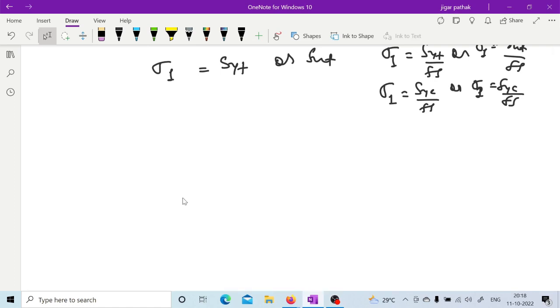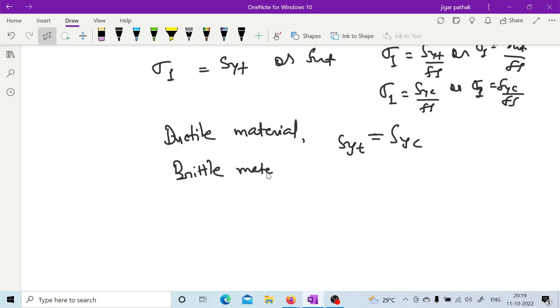Sir, if we compare the graphs of the simple compression test and the simple tension test, please compare them once and tell. See, for a ductile material it is almost the same. The yield strength under tension and the yield strength under compression are almost similar. But for a brittle material, the yield strength under compression is greater than the yield strength under tension, right? So in a brittle material it is not the same.